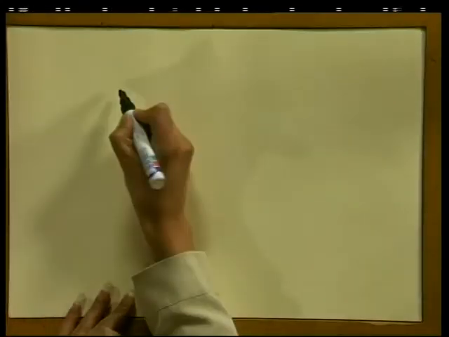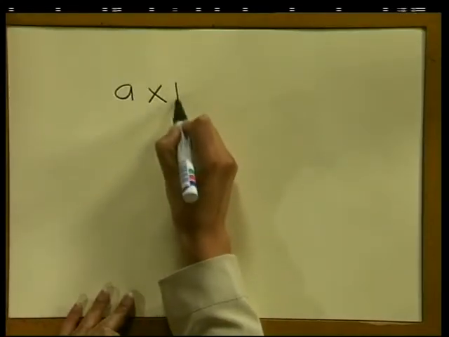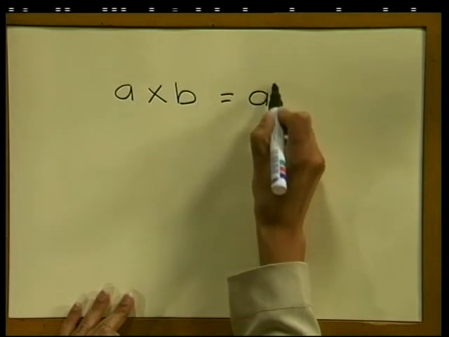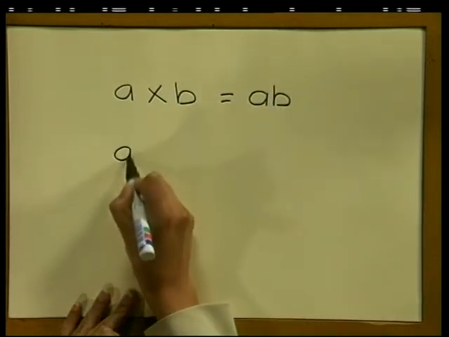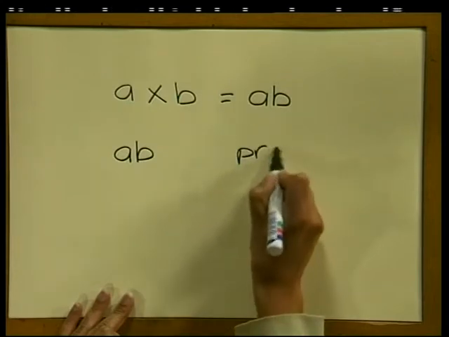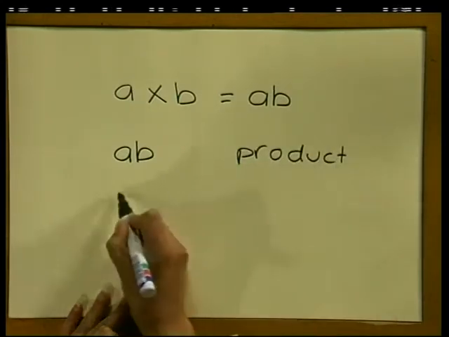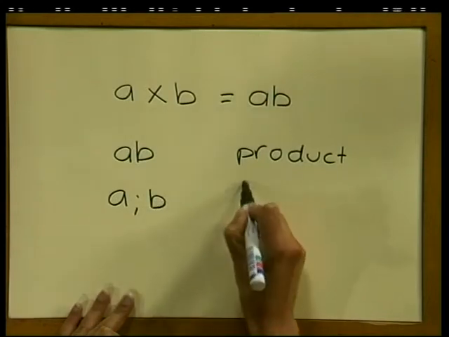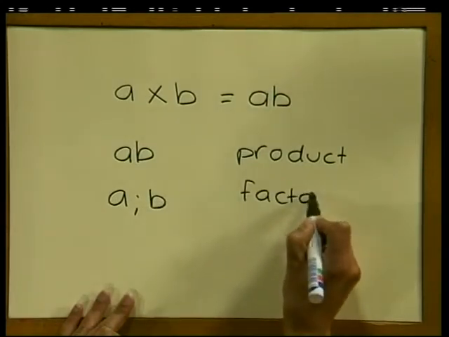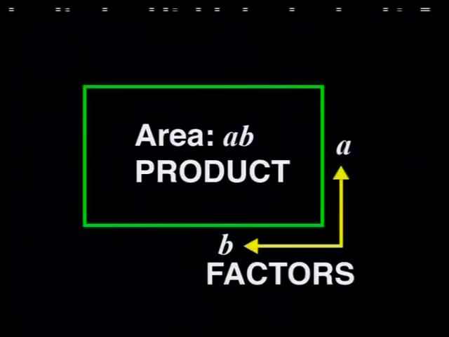Let's look at another simple example. What is A times B? A times B is AB. So over here, AB is our product, and A and B are our factors. So if we show this in a diagram of a rectangle, note again that the area of the rectangle is AB, this is the product, and the length and the breadth are B and A respectively.